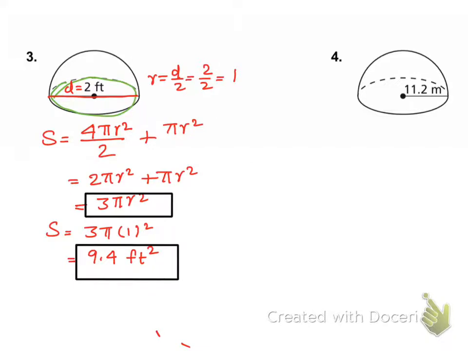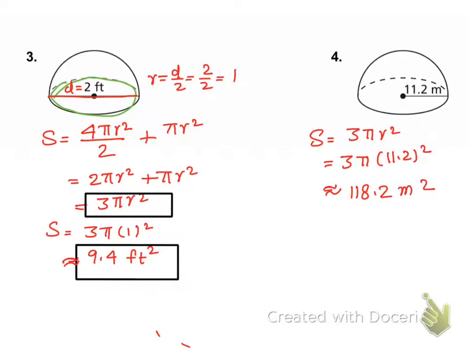Alright, let's move to question number 4. We apply the same logic here. I'm just directly using S equals 3 pi r squared, and that's going to be 3 pi. R is 11.2. I don't have to calculate r, it's already given, and when you plug it in, your value is approximately equal to 118.2 square meters. That's your answer.